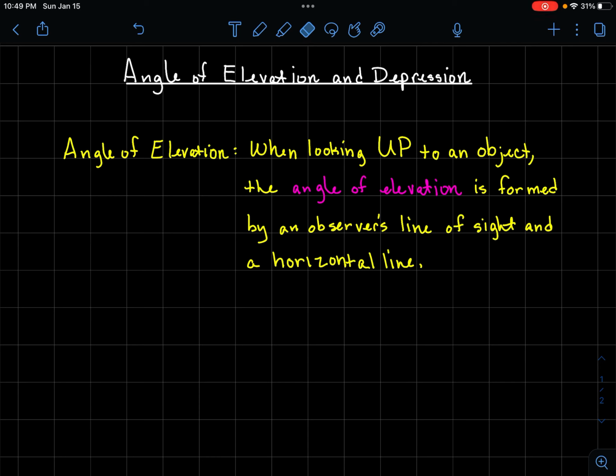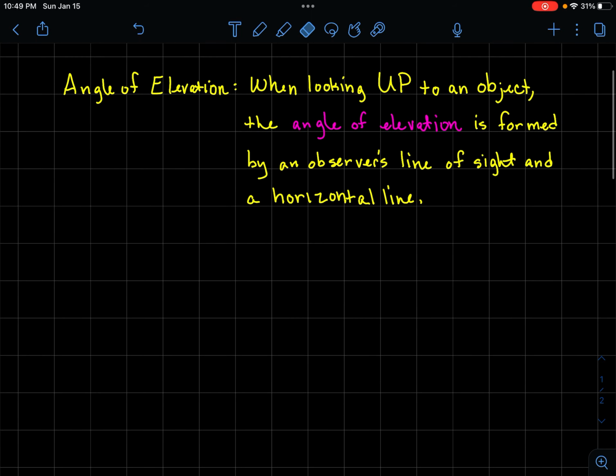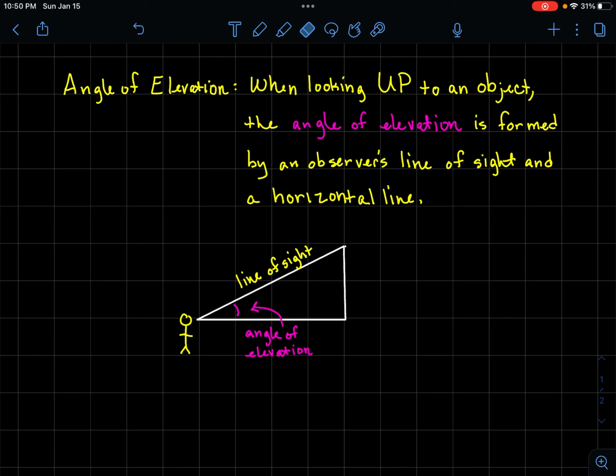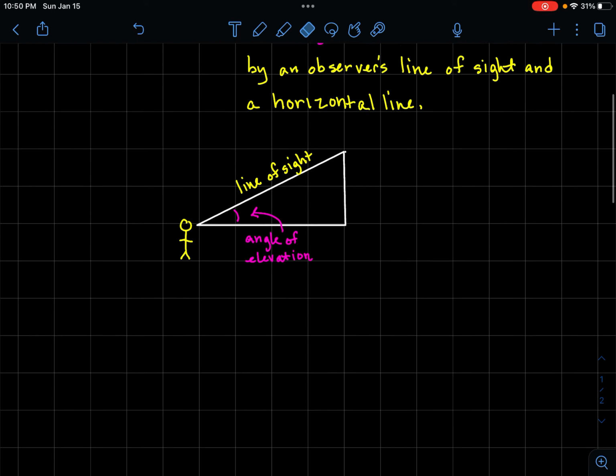It is defined by looking up to an object. The angle of elevation is formed by the observer's line of sight and a horizontal line. So an illustration that we have here for the angle of elevation is, here's our person, and their angle of elevation is with the line of sight going up. So therefore this angle here with the horizontal line, the base of that triangle, would be called the angle of elevation.